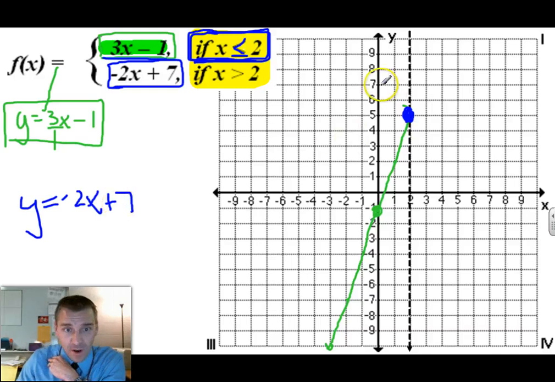Well, 7 is my y-intercept. Notice I'm not starting on the borderline. That has nothing to do with it. I'm still graphing it like I normally would, whether that line's there or not. So at 7, my y-intercept is there. My slope is negative 2, so I go down 2 over 1. Down 2 over 1. Down 2 over 1. So my line that I would graph is going to look like this.